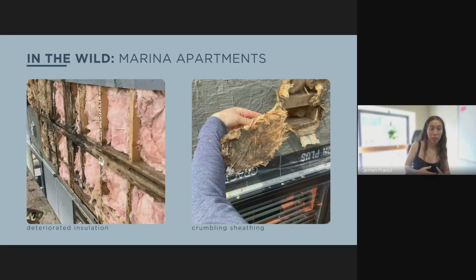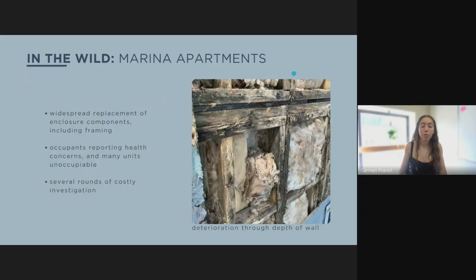We continued to open it up. We also found deteriorated insulation within the deteriorated wood framing and crumbling sheathing. We call this oatmeal OSB. And unfortunately, these issues were really widespread. It was building wide. There were, like we mentioned before, significant health and safety risks, and it all came with a very high repair cost.